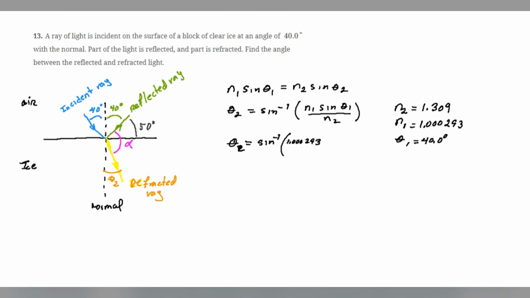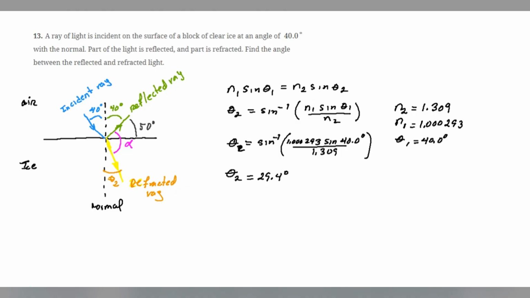1.00029 sine of 40 degrees divided by 1.309. And when we calculate theta sub 2, theta sub 2 will be 29.4 degrees. So now we know that this angle is 29.4 degrees. The angle theta sub 2, that is the angle between the normal and the refracted ray, is 29.4.